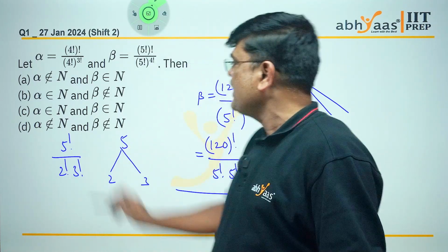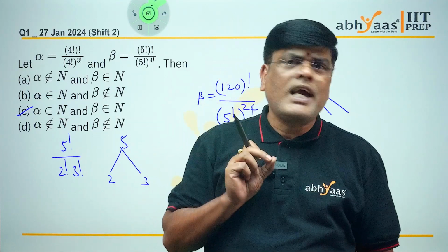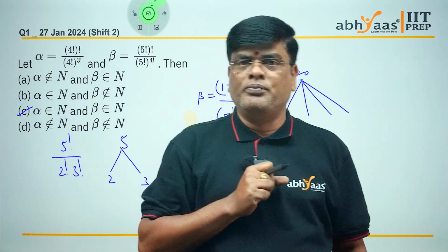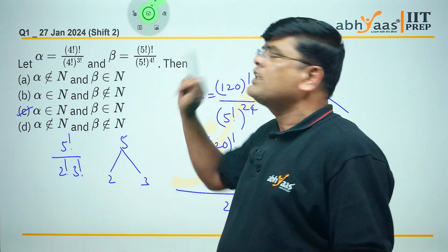So which is the right option? Option C is the right one. I am repeating once again, in this problem we are using only the division rule. With the help of the division rule we can solve this problem.